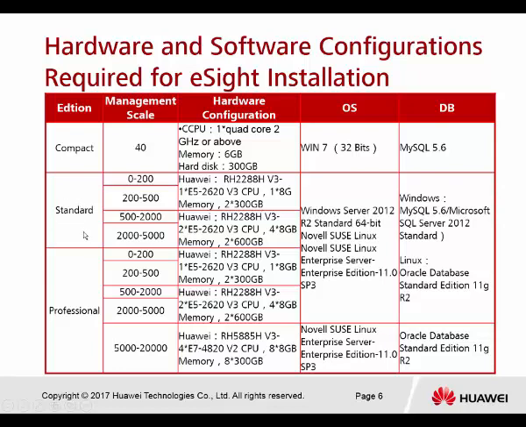For the standard, this one will be based on the management scale, the range of the network equipment you are going to manage. Depending on the number managed, the higher the number, the higher the spec of the server required to install. So this will be the list here. The OS installed is Windows Server 2012 R2 Standard 64-bit, or you can use Novell SUSE Linux Enterprise Server, Enterprise Edition 11.0 SP3.